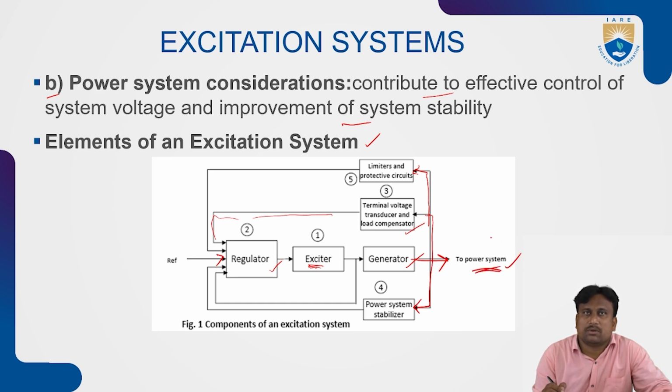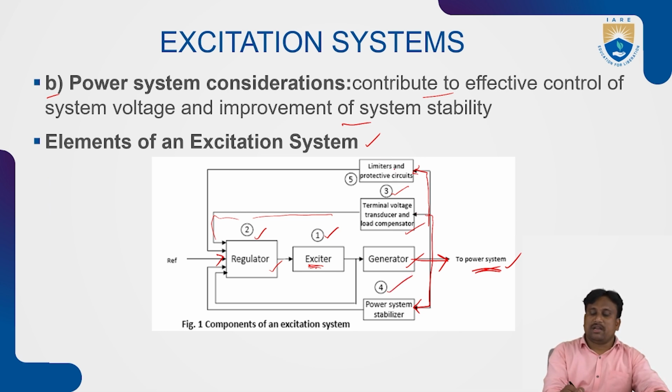So likewise the components of the excitation system are as follows: one is exciter, second one is regulator, third one is transducer and load compensator, fourth one is power system stabilizer, and finally limiter and protective circuit.